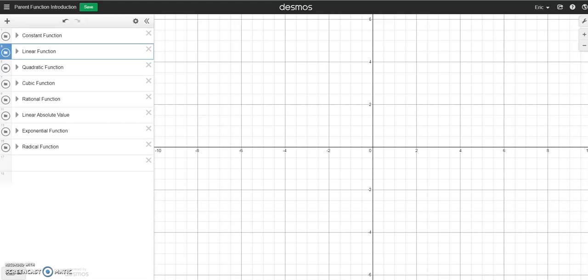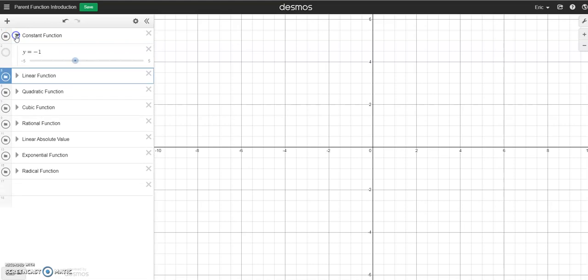Okay, in this video lesson, we're looking at just trying to gain an understanding of the different parent functions we have. So in this graph, I've created a bunch of different folders. Each folder is on the left here. And in each folder are the different types of functions we want to get familiar with. So I'm just going to go through each one and hopefully you begin to see a correlation between the name of the function, what the equation looks like, and what the graph looks like.